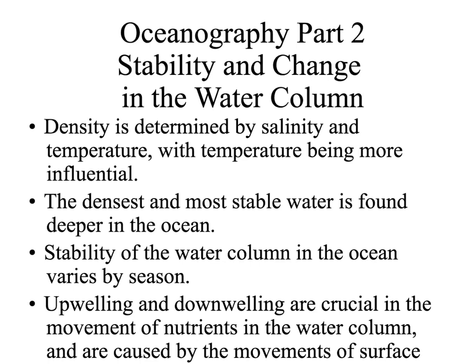So here are four takeaways for you. First, density is determined by salinity and temperature, with temperature being more influential. Second, generally speaking, the densest and most stable water is found deeper in the ocean, and the density and stability of the water column varies by season. The winter is the least stable water column, most uniform in density from top to bottom. The summer is the most stable water column with least uniformity, most stratification top to bottom.